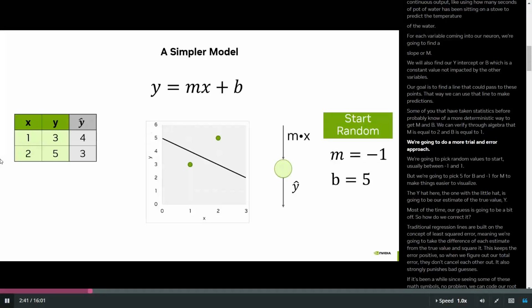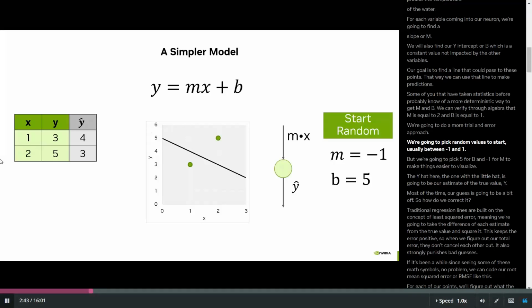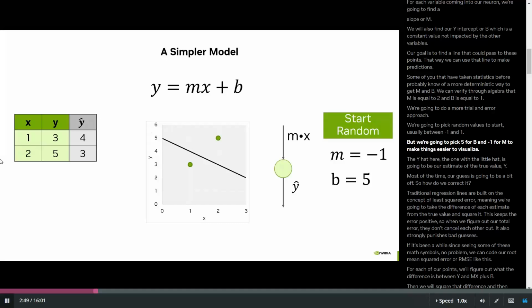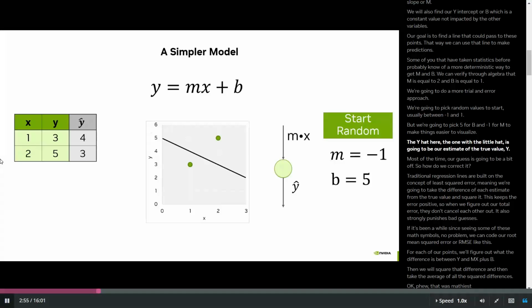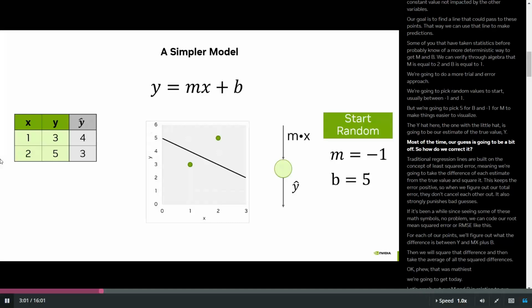We're going to do a more trial and error approach. We're going to pick random values to start, usually between -1 and 1. But we're going to pick 5 for m and -1 for b to make things easier to visualize. The y hat here, the one with the little hat, is going to be our estimate of the true value, y. Most of the time, our guess is going to be a bit off, so how do we correct it?